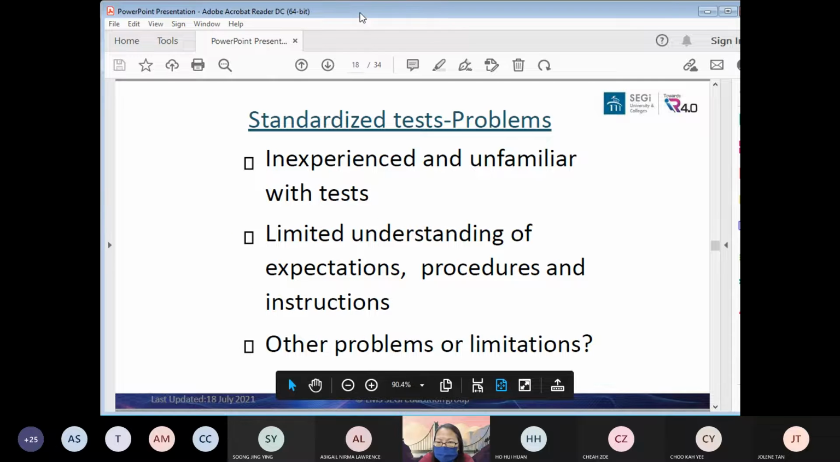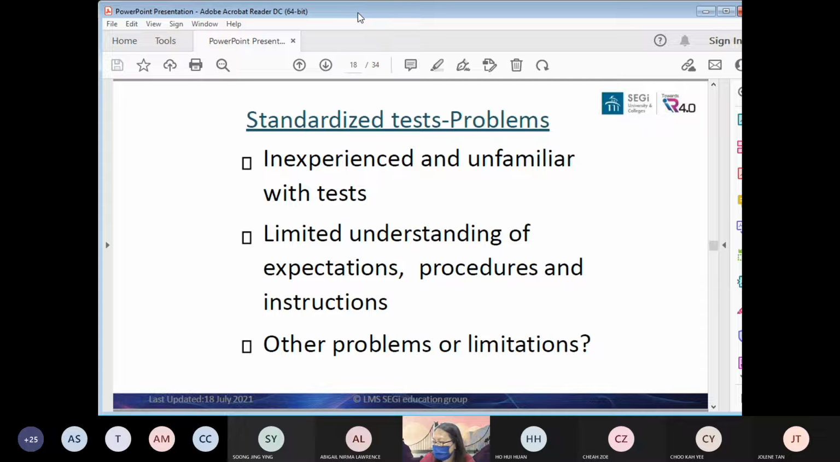What are the problems of standardized tests like your year-end exam, your final exam, or your semester exam? Problems can be inexperience and unfamiliarity with tests. Some of you may not have gone through this, unless you go to a school whereby there's no test. Singapore is going to do away with all the tests, I think by 2023. If you don't give them tests, they may be unfamiliar with a real test like what you have been doing. So the problem is inexperience and unfamiliarity.